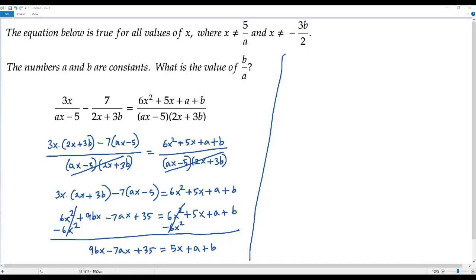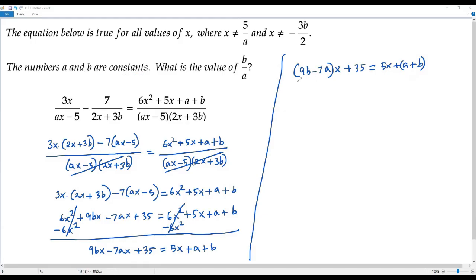Okay, now let me continue over here. From these two terms, we can factor x out because we find x in common. Okay, now let me factor x out. Then I'm getting (9b - 7a) times x + 35 equals 5x + a + b. Here we have a linear expression on the left side and a linear expression on the right side. This is an x term and this is a constant term. Here this is an x term, and we have to consider this a + b as a constant term because there is information that a and b are constants.